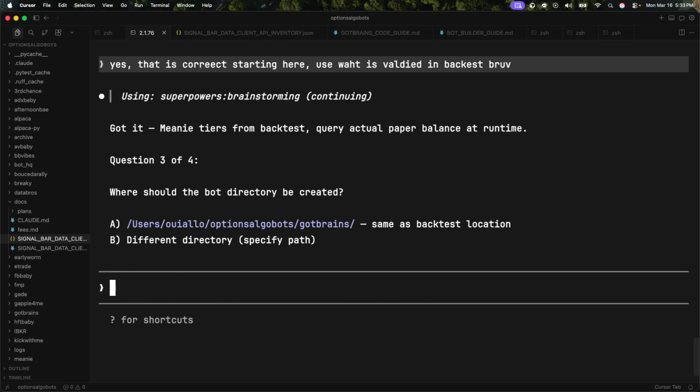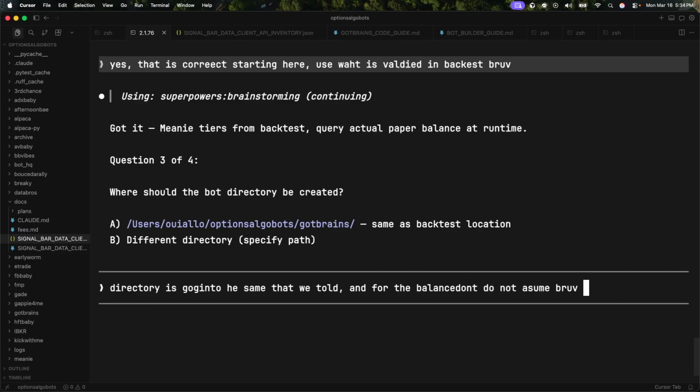Mini tiers from the backtest, query actual. No, at runtime. No. Directory is going to be the same that we told you. And for the balance, do not assume, bruv.